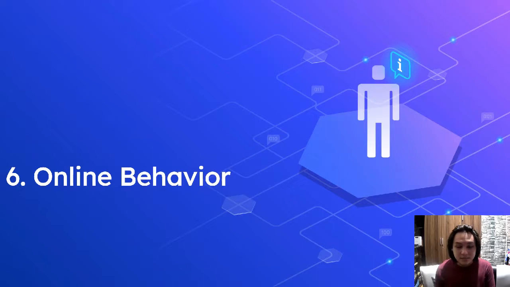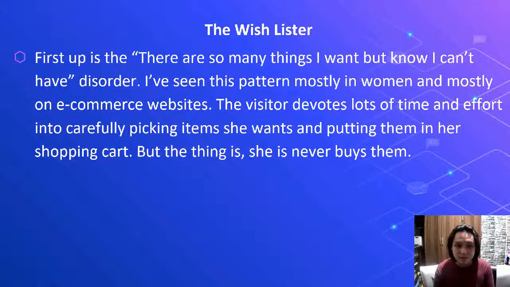common listed personality types. First one, the wish listers. There are so many things I want, but I can't have this order. So this is a pattern I've seen mostly in women and mostly on e-commerce websites. The visitor devotes lots of time and effort into carefully picking items she wants and putting them in her shopping cart. But the thing is, she never buys them.